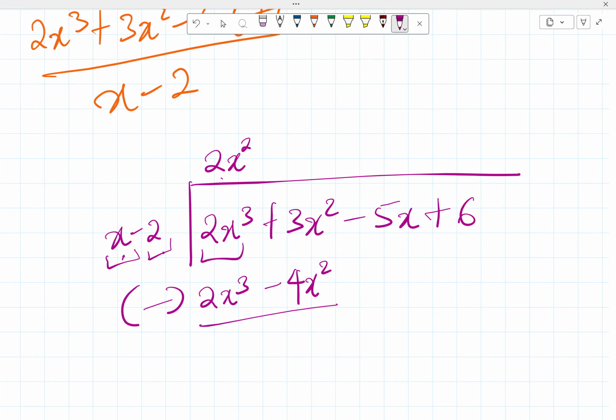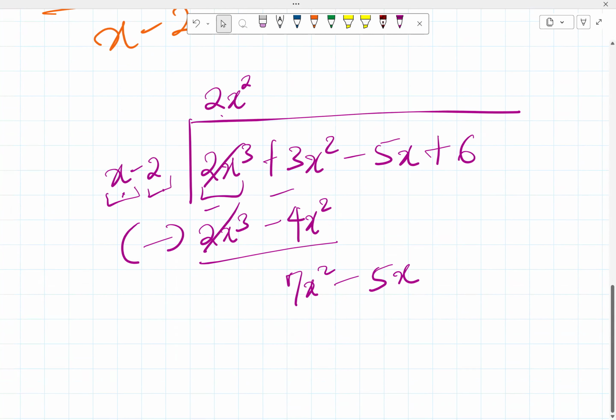3x squared minus 4x squared. That's 3x squared plus 4x squared. Or if you like, you can put the minus in between here. Maybe that helps. So this automatically just cancels out, right? Then 3x squared minus 4x squared, that is 7x squared. Okay? Now that you have this 7x squared, if you remember, we also saw 7x squared the other time. So the next thing you're going to do is this minus 5x, you bring it down here, okay? Bring minus 5x down.